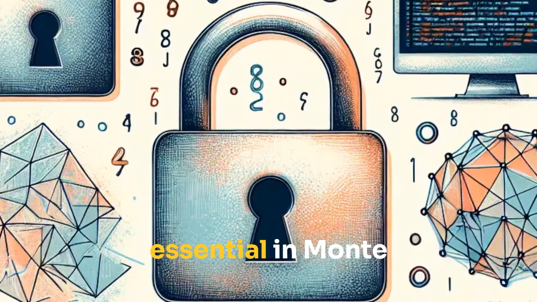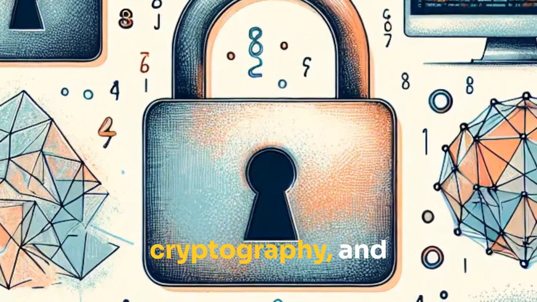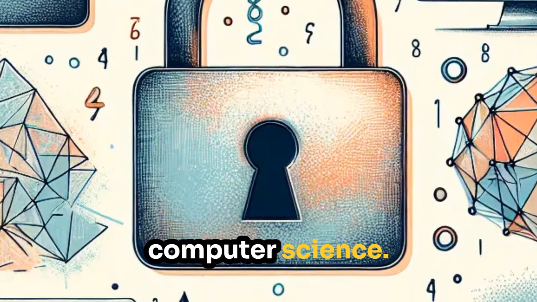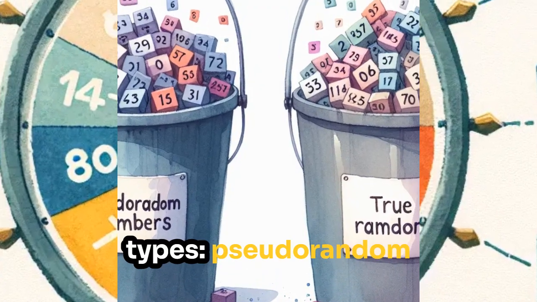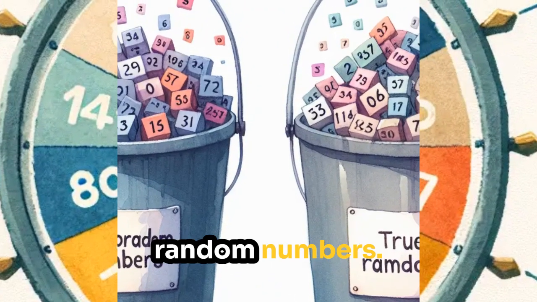Random numbers are essential in Monte Carlo simulations, cryptography, and computer science. But not all random numbers are the same. There are two main types: pseudo-random numbers and true random numbers.